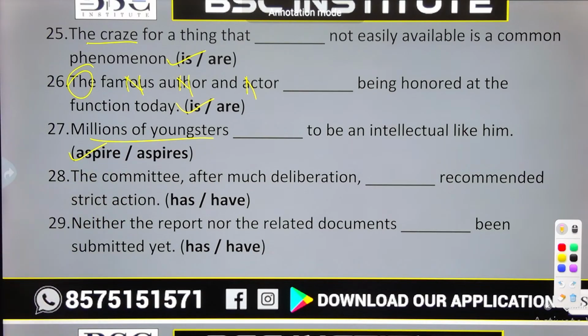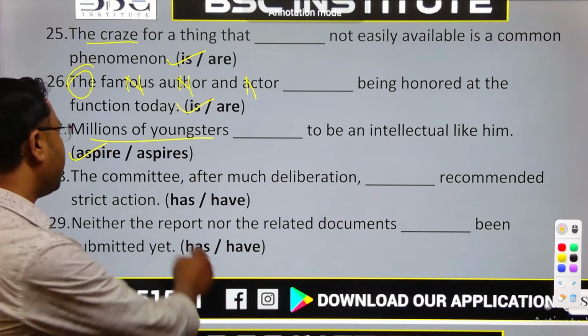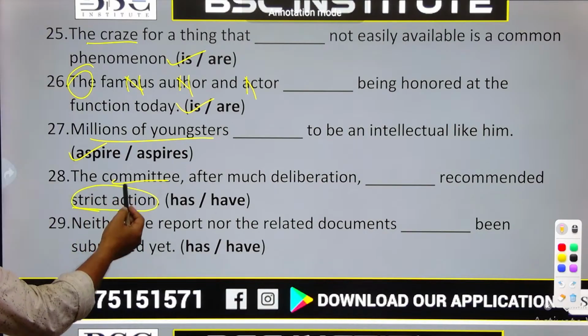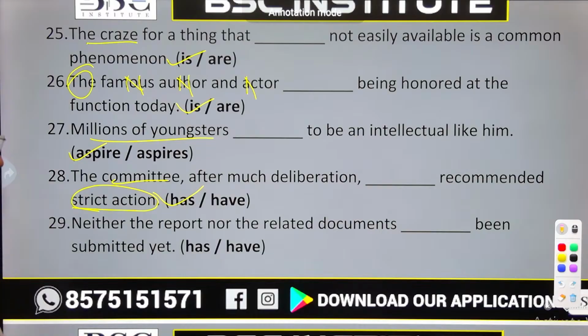The committee after much deliberation dash recommended strict action. So what does the committee mean? There are some members. They all together planned for a strict action. That becomes as one. The as one means s. You have to understand the meaning of the sentence, right?